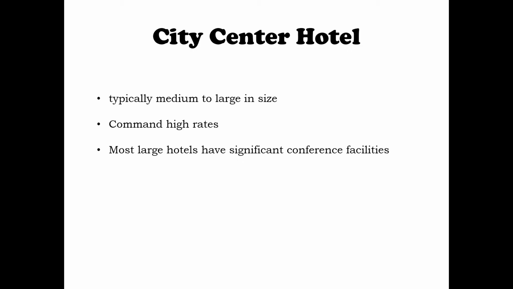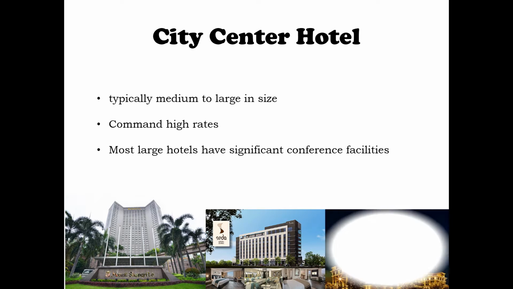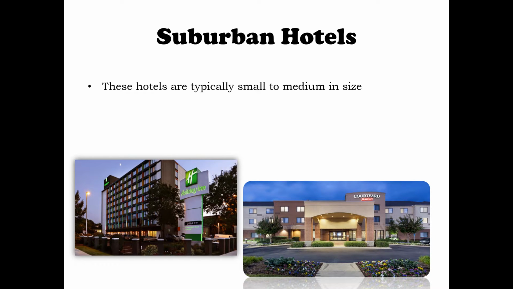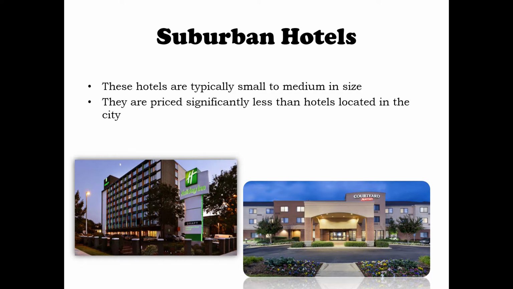Next is city center hotels, typically medium to large size, and they command high rates compared to other hotels. These hotels are most significant in serving the MICE market, or the meetings, incentives, conferences and conventions, and events. Another is suburban hotels. These are hotels located in the suburbs of the city, typically at a cheaper price than the city center hotels, and this kind of hotel attracts extended stay.